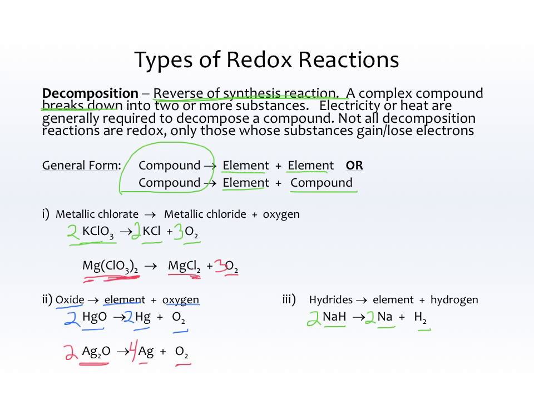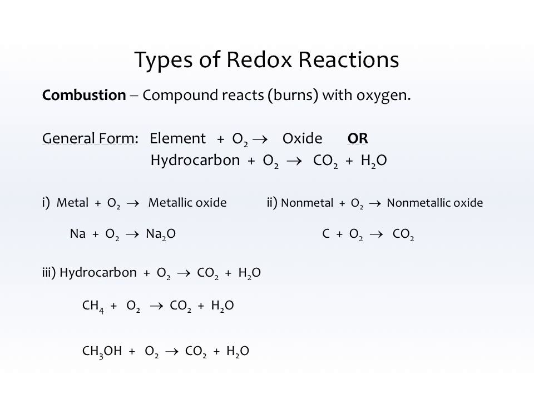Third type of redox reaction is a combustion reaction, in which a compound reacts or burns with oxygen. Specifically, anything plus oxygen is a combustion reaction. So a general form can be an element with oxygen, we'll make an oxide, or a hydrocarbon with oxygen, we'll make carbon dioxide and water. This is the combustion reaction you are probably most familiar with, but it's not the only type. So if you have a metal and oxygen, such as sodium and oxygen, you'll get a metal oxide, no surprise there.